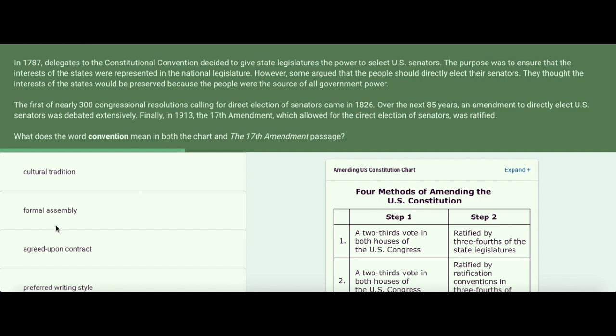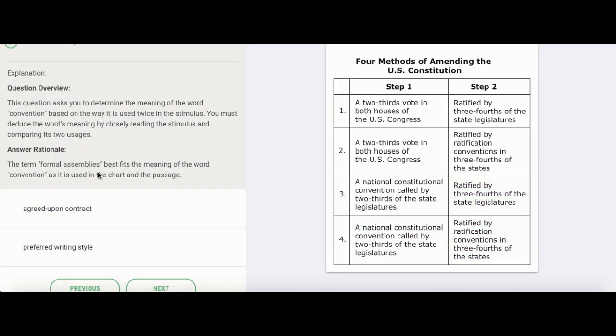So what about formal assembly? In 1787, delegates to the Constitutional Formal Assembly decided to give state legislatures. Okay, so what is a formal assembly? Well, an assembly is just a group of people. So a formal assembly is just a formal gathering of a group of people. That's basically how you could think about it. So that actually is going to fit here. So B is the correct answer. So it just says here that the term formal assemblies best fits the meaning of the word convention as used in the chart and the passage.